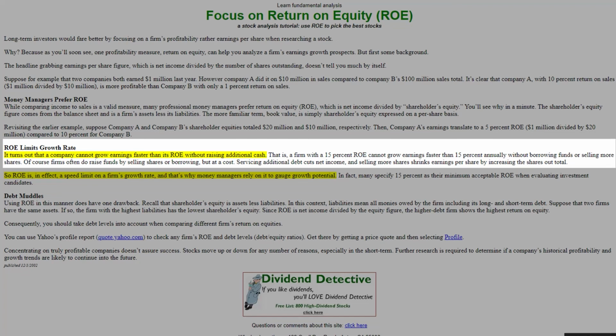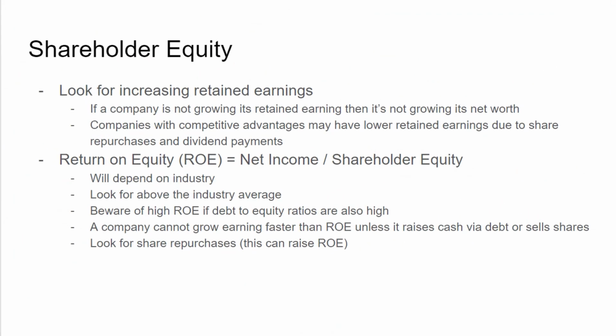Servicing additional debt cuts net income, and selling more shares shrinks earnings per share by increasing the shares outstanding total. So just be aware that companies cannot grow earnings faster than return on equity unless there's some type of other financing going on, whether that's equity financing or debt financing.